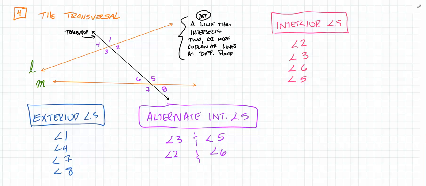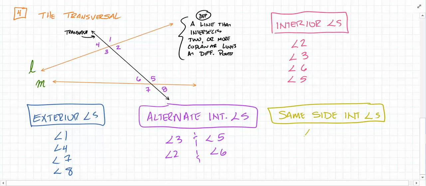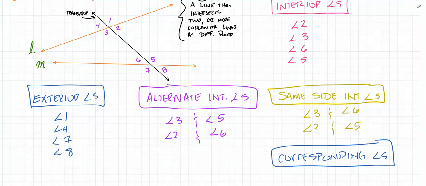The next classification are same side interior angles. So which ones are on the same side of the transversal but on the inside of lines L and M? Issa, what do you think? 3 and 6. Very good. Angle 3 and angle 6 and angle 2 and angle 5. You're 100%. All right, the last classification for a transversal that cuts 2 lines in a plane are corresponding angles.